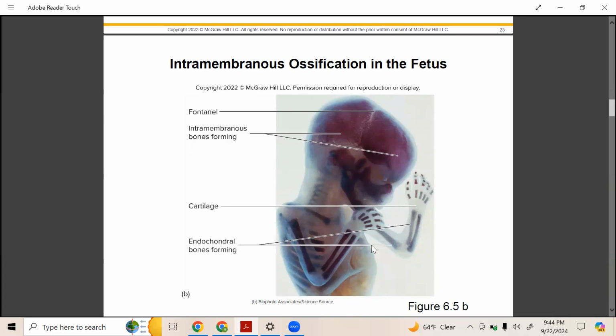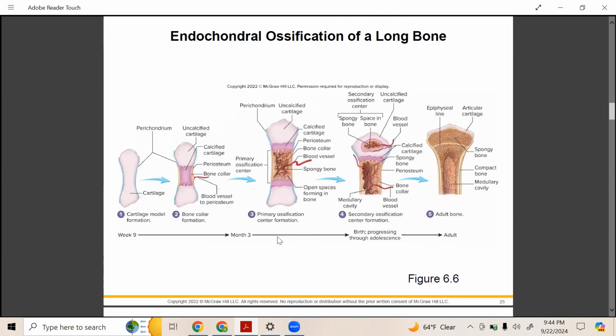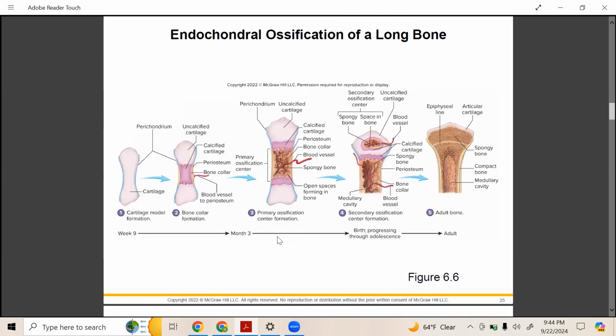And then most of our long bones and other bones in our body go through this endochondral bone formation concept. So intramembranous is mostly the skull, and endochondral is a majority of our long bones. You don't need to memorize this entire chart here. I just need you to get the big picture.